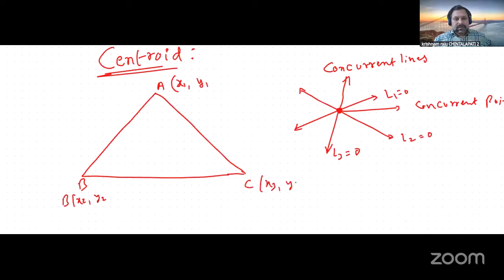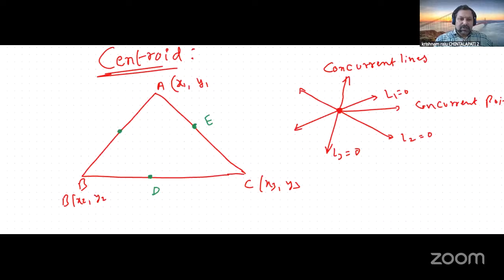Okay, so now consider the midpoint of BC. Let it be T. Similarly, the midpoint of side AC, let it be E, and the midpoint of the side AB, let it be F.